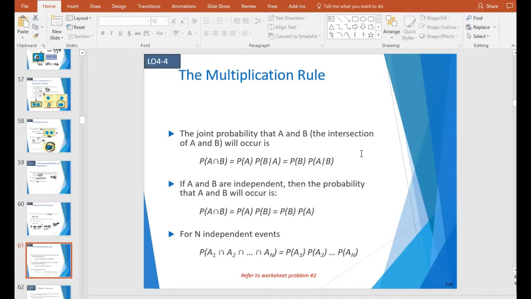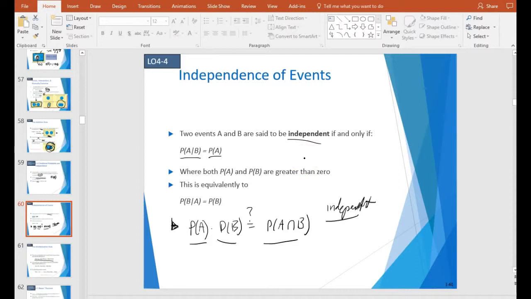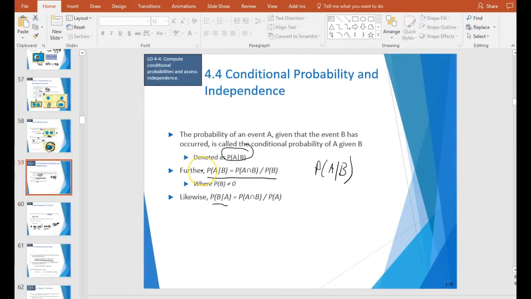And then we move on to the multiplication rule. Don't let all the letters scare you here. This multiplication rule is just exactly our conditional rule that we just looked at. So the conditional probability, so probability of A given B is equal to the intersection of A and B divided by probability of B.